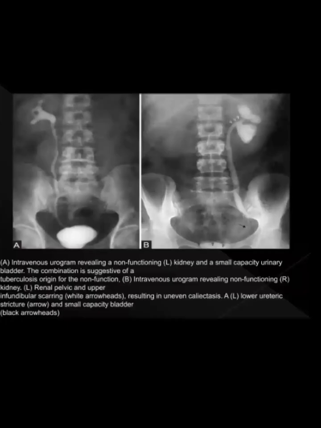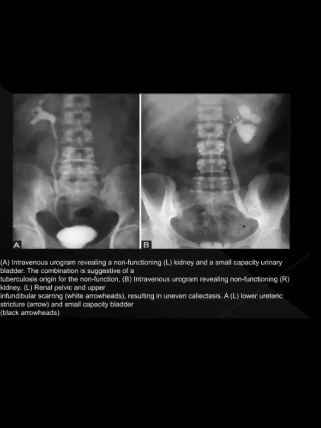It is written clearly here. No, Dr. Mujib, it is written intravenous urogram revealing a non-functioning kidney. So which kidney is non-functional on side A? The left kidney, this is the left non-functional kidney. We cannot visualize any kidney on the left side. And on the right side, in picture B, we cannot see any kidney on the right side.